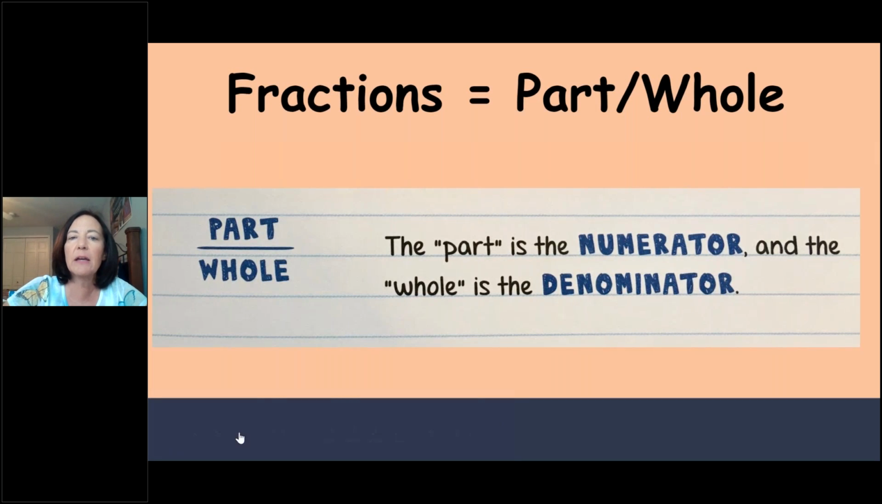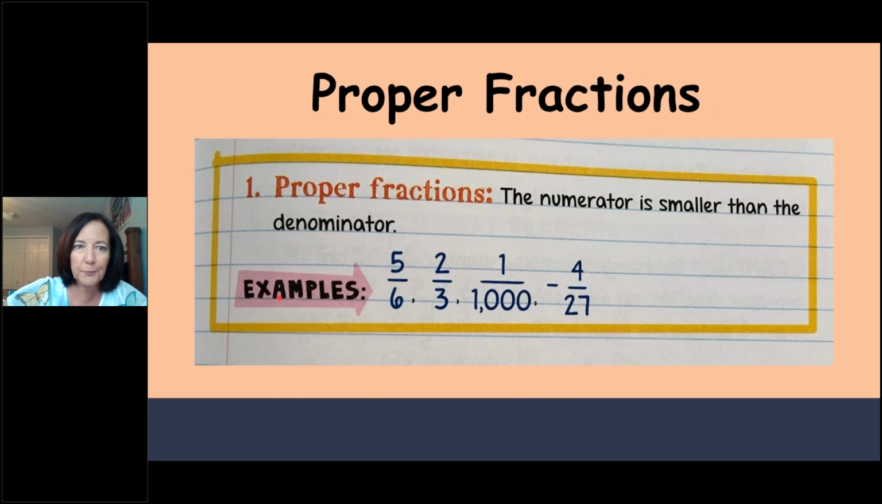Fractions, as we talked about, is actually just a part being compared to a whole. And the part is always listed on top of the fraction, and the whole is always listed on the bottom. The part at the top is the numerator, and the whole at the bottom is the denominator.